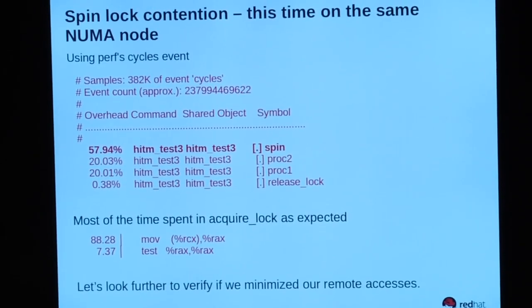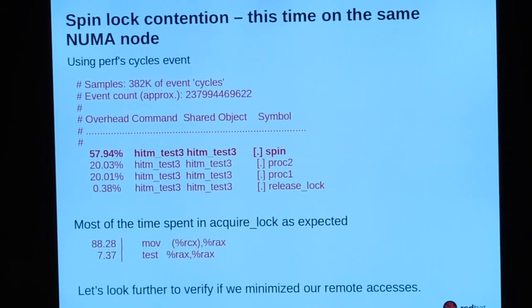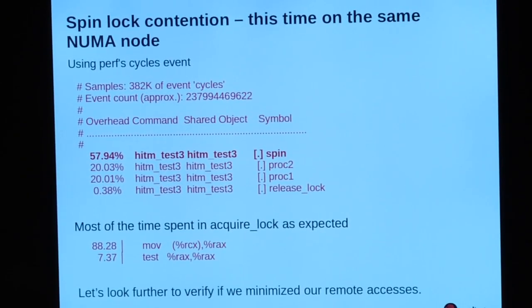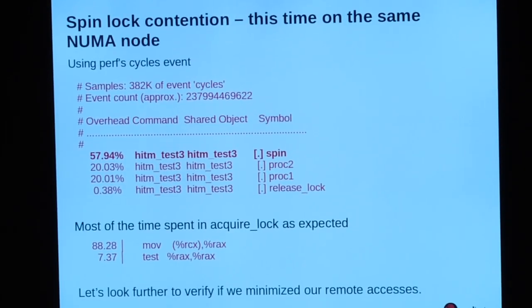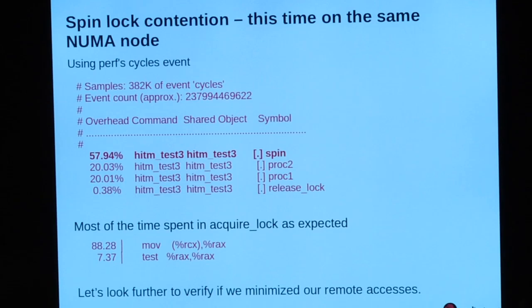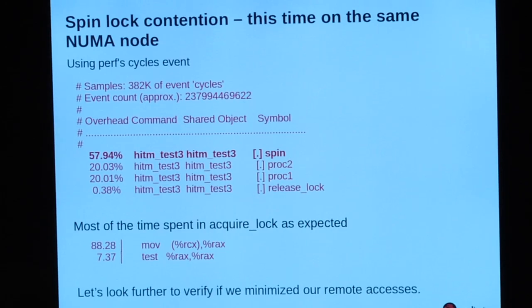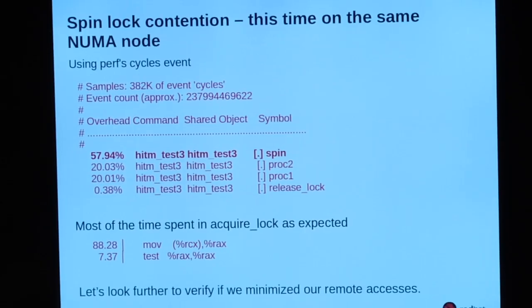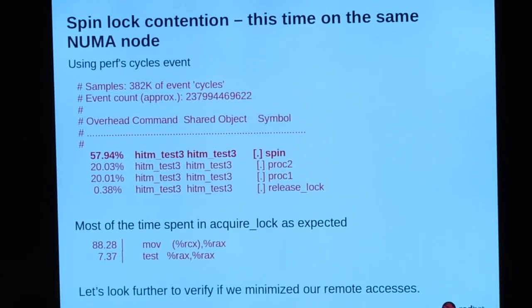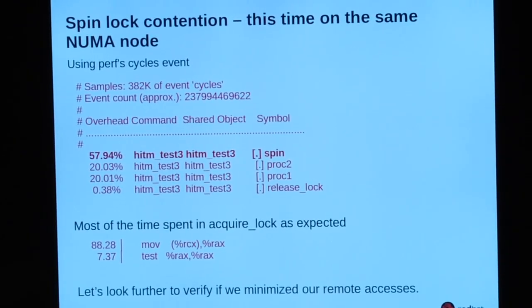I just bound the two processes on the same NUMA node. And I basically reran the same tests again. So here I am running the perf cycles event. Same thing as we saw before, the spin routine's the hottest routine, doing all the locking, annotation's the same. This is all expected. We're like, okay, let's continue our investigation and see if anything else has changed, or if we verify, or continue our verification, that we've actually resolved the problem.